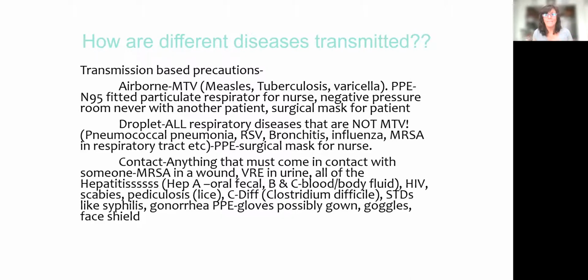So that's droplet. Then we have contact. Just like the name implies, if it's contact, it's got to come in contact with someone. So if somebody, say, has a wound, and it's infected with MRSA. Well, if you touch it, you have an open area, you touch it without a glove on, that's contact, boom, you can contract the MRSA. VRE, vancomycin resistant enterococcus. I know that's a mouthful. VRE is just another super bug, kind of like MRSA, but it's found in urine specifically, all right? So you would never go and empty a Foley drainage bag without gloves, right?